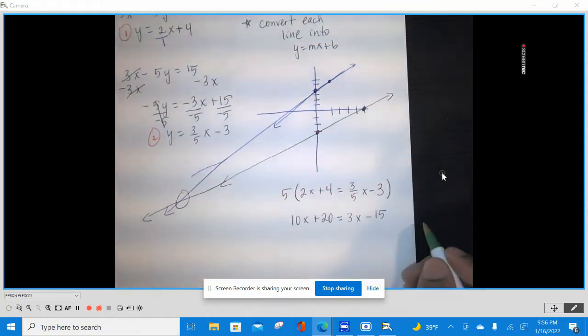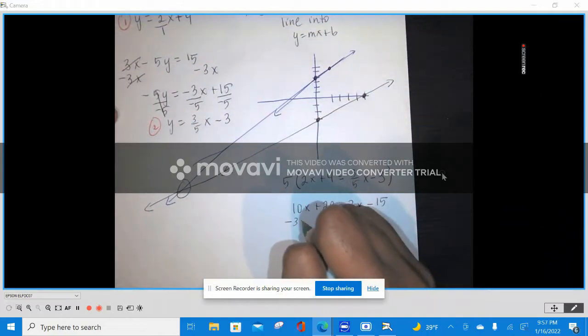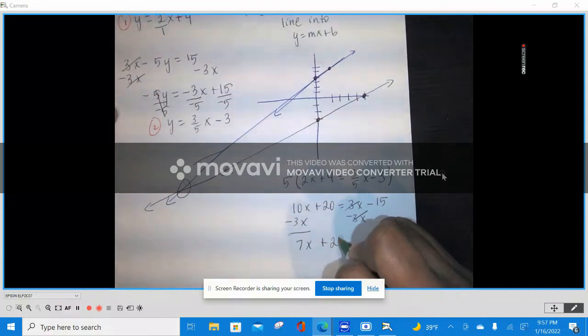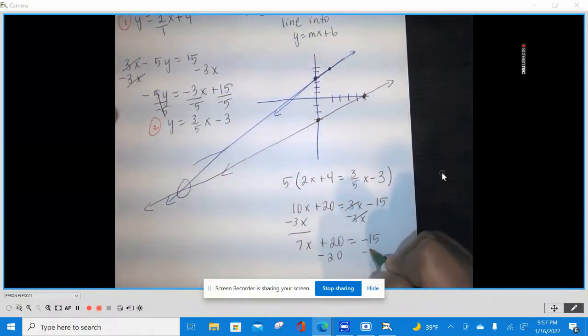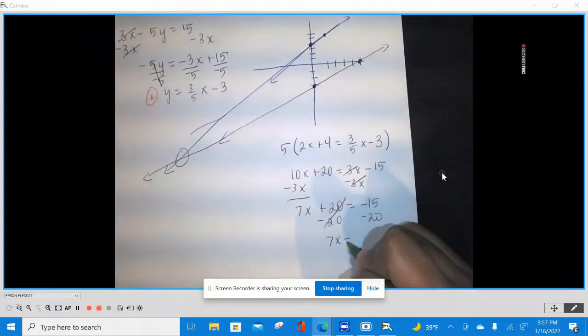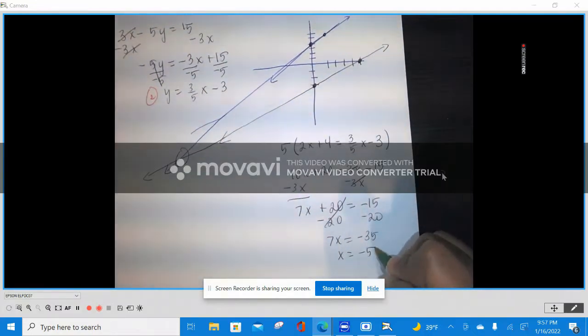Now I'm going to do letters to the left, numbers to the right. So I got 7x plus 20 is equal to negative 15. Subtract 20 from both sides. And what do you know? 7x is equal to negative 35, so x is equal to negative 5.